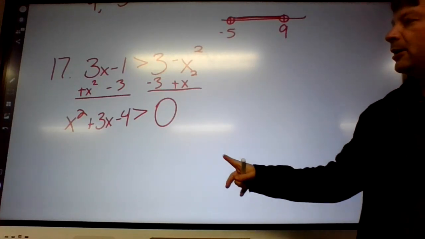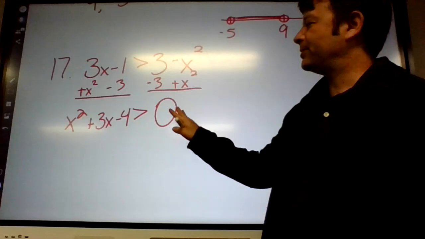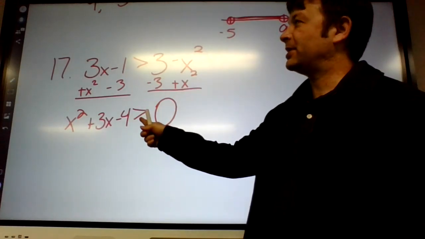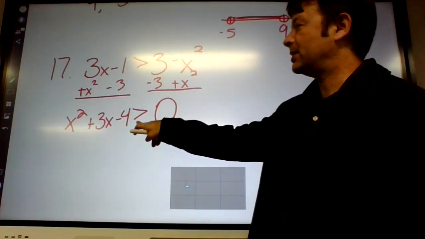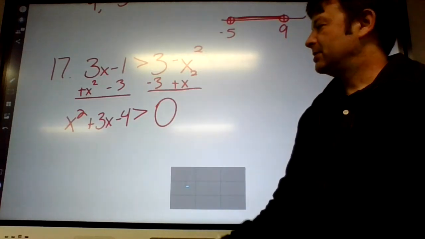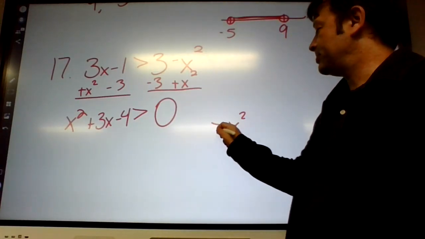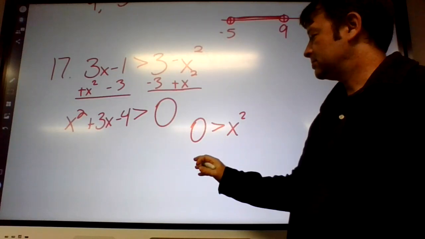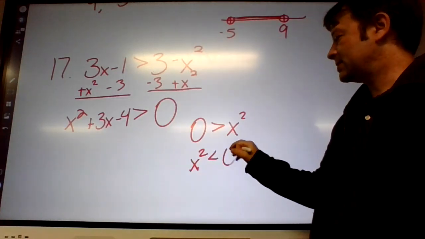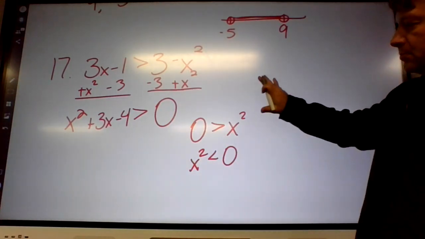By the way, if x squared was on the right, we'd have to read the sign backwards. If x squared was over here, this would be a less than. This would be like x squared is less than 0. Yeah, this is the same thing as this.